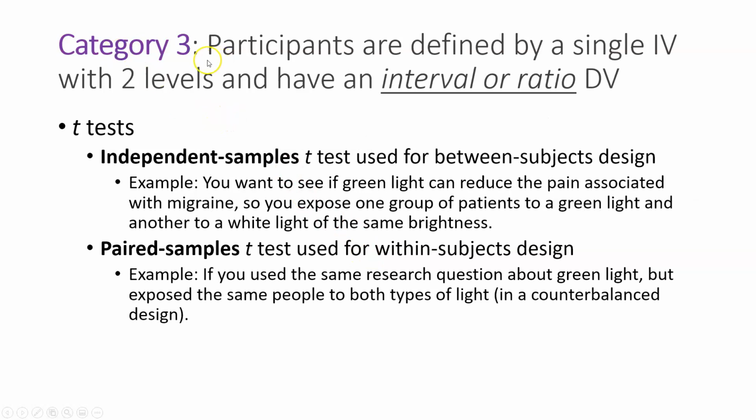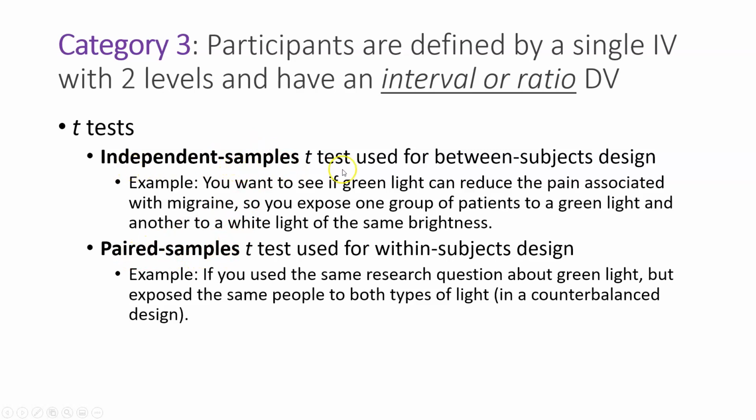Category 3 is when participants are defined by a single independent variable with 2 levels, and they have as their dependent variable an interval or ratio score. In this case, we would do either of 2 types of t-tests. We would do an independent samples t-test or a paired samples t-test.